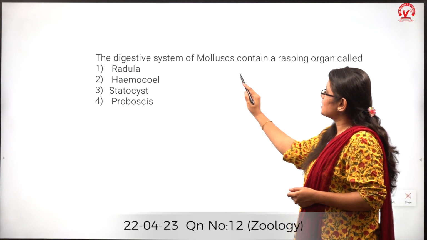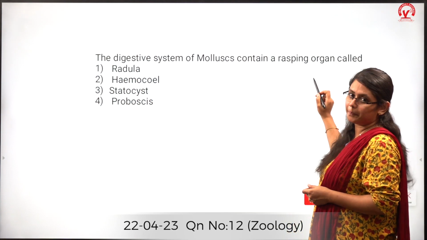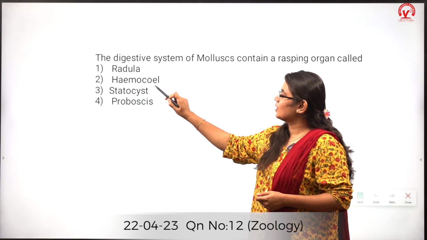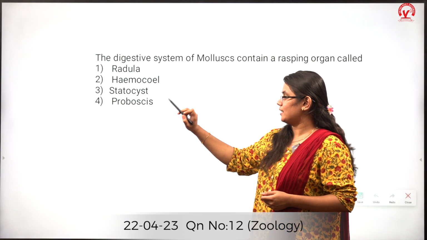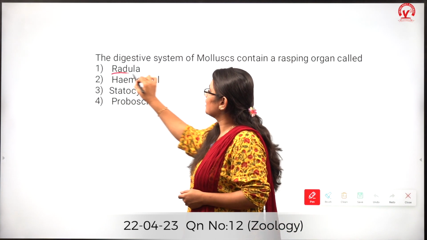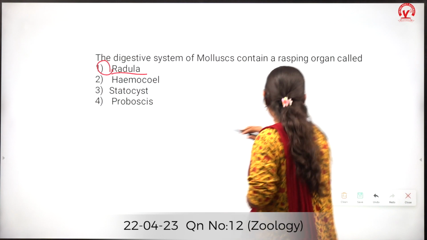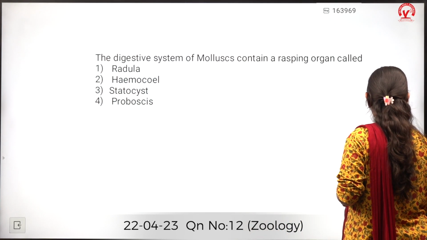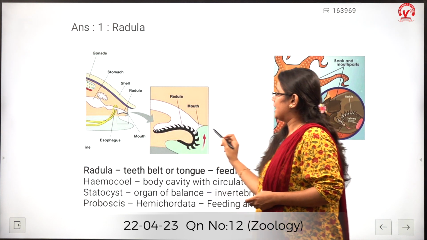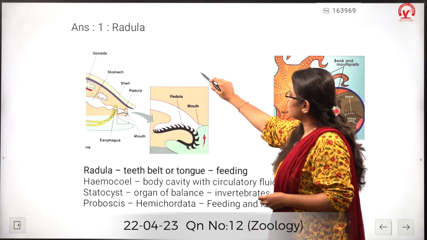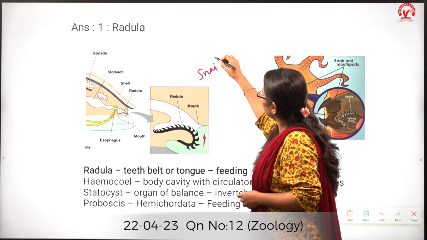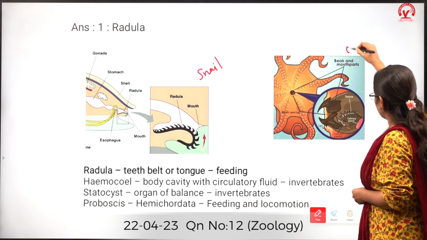The digestive system of mollusks contains a rasping organ called. So, the options are radula, hemocoel, statocyst and proboscis. So, the correct answer is radula. The mollusca contain a rasping organ called the radula. Here, in this picture, we can see a snail. And this is the image of an octopus.